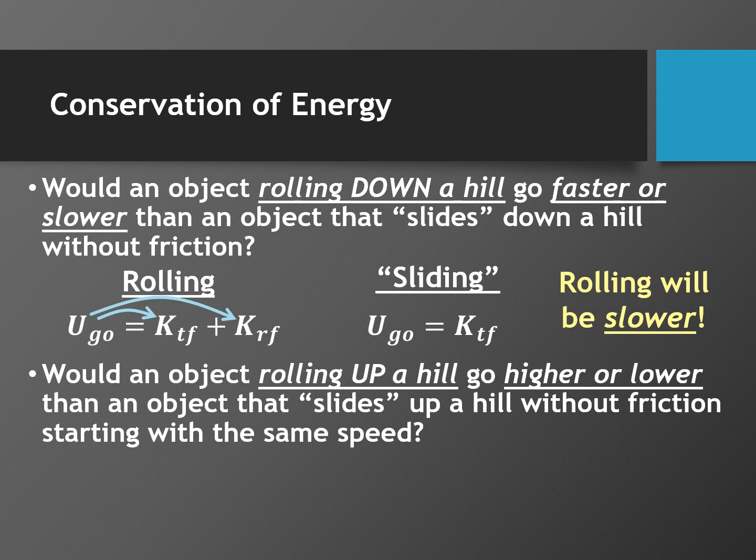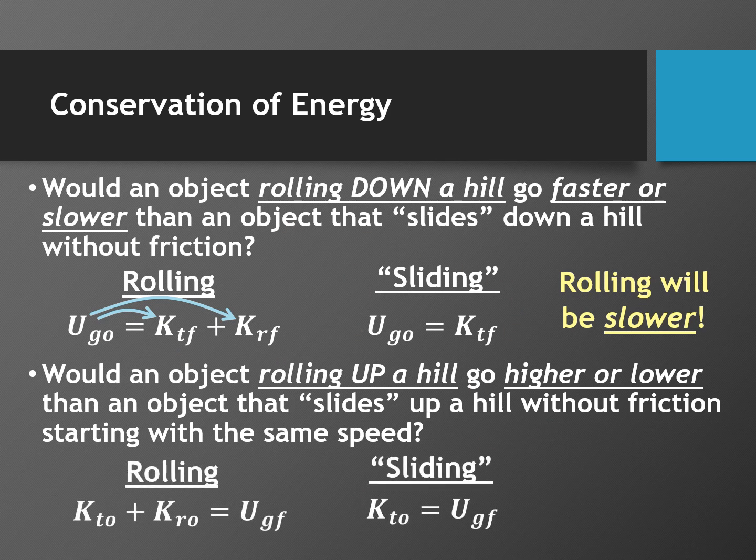Now, what if an object is on a level surface and it starts rolling up a hill? It's moving at a speed of, let's say, 5 meters per second, going up a hill. Would that object rolling up a hill go higher or lower than an object that slides up a hill? So we're going to look at the same scenario, except now we start with rotational and translational kinetic energy, then we go up a hill.